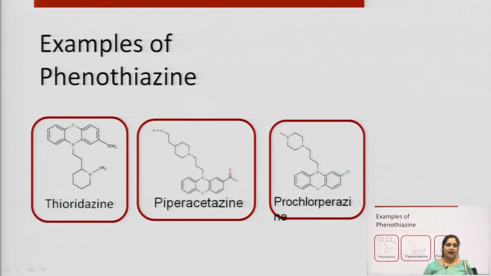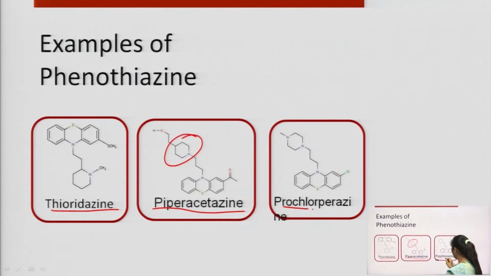These are further examples of phenothiazine. This is the example of thioridazine. This is piperacetazine, in which this nitrogen is further substituted with a piperazine ring. And this is prochlorperazine, one of the common drugs used in the treatment of psychosis.